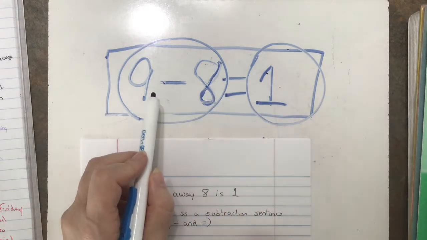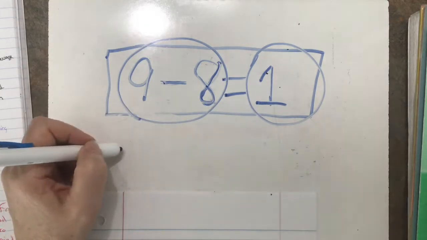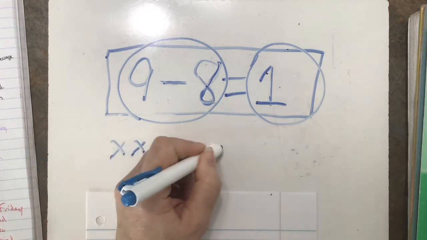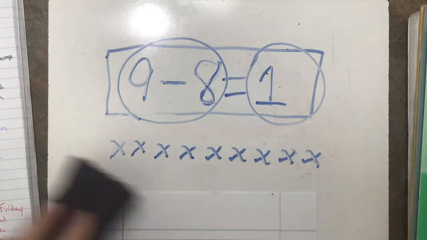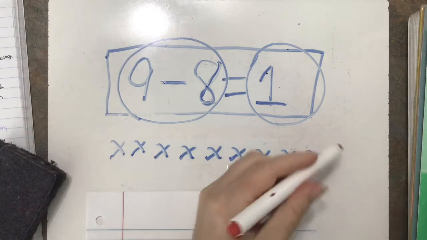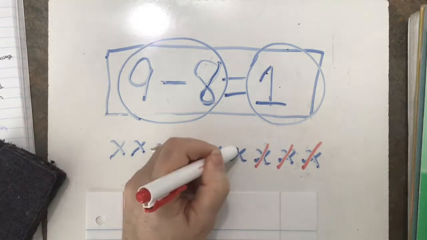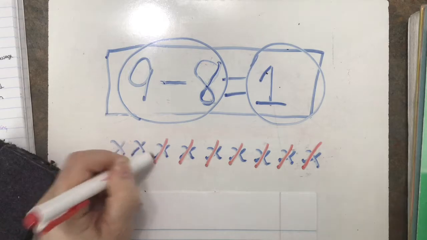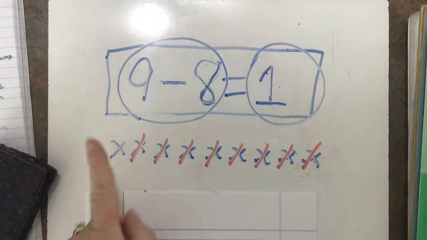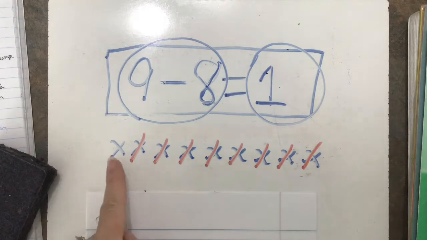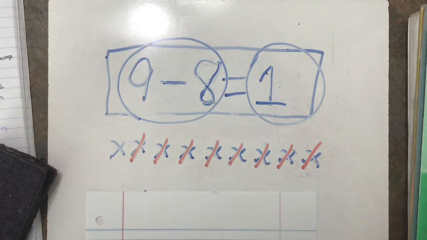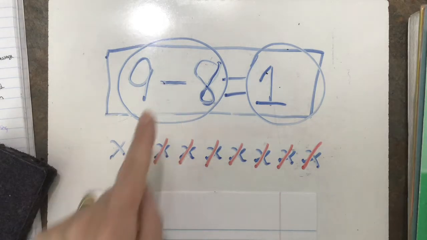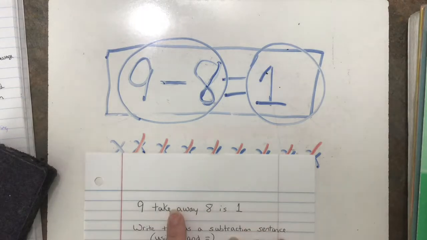If you have 9 and you take away 8, 1, 2, 3, 4, 5, 6, 7, 8. You can see that 9 take away 8 is the same thing as 1. So that's what our equal sign really means. So 9 minus 8, or 9 take away 8, is 1.